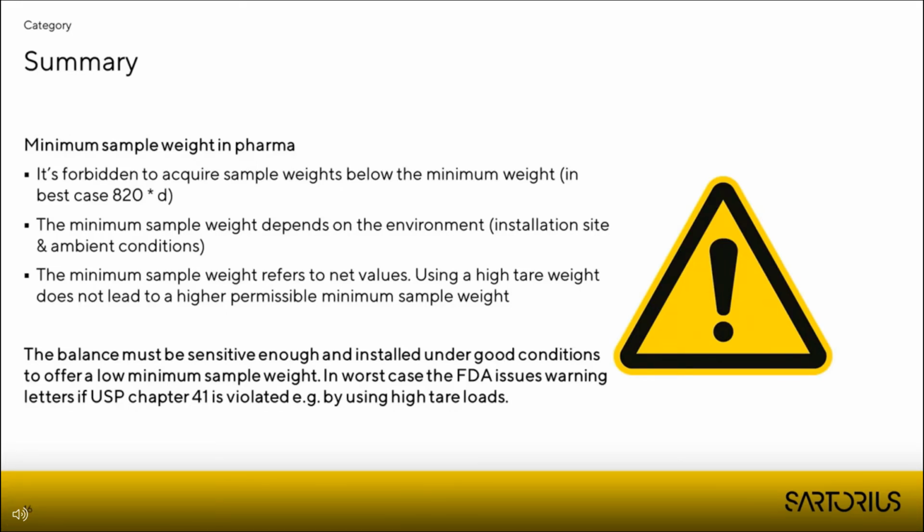According to USP and the European Pharmacopoeia, it is forbidden to acquire sample weights below the minimum weight, so in best case 820 multiplied by the scale interval. The effective minimum sample weight of a balance depends on the environment, so on the installation site and the ambient conditions. It's important to know that by definition, the minimum sample weight refers to net values, so using a high tare weight does not lead to a higher permissible minimum sample weight.